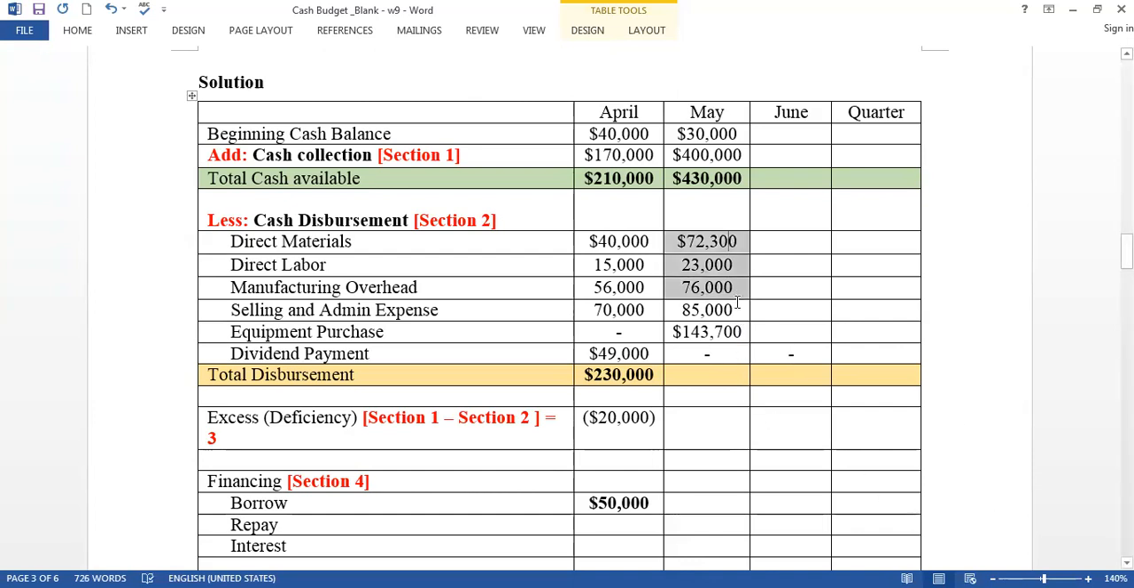Now, what is the total cash payment? Total cash payment is, according to this question, $400,000.